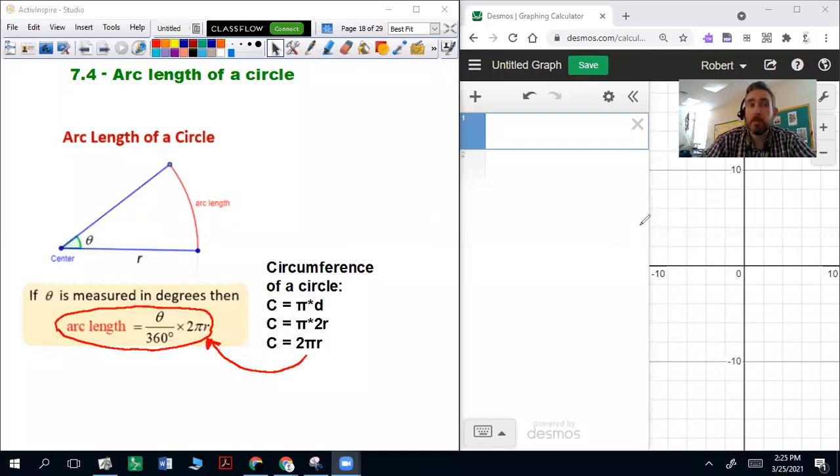This lesson is going to be very similar to the 7.3 area of a sector formula. Only difference is we're dealing with arc length. Arc length, let me back up. An arc is what we call a portion of the circle. So this piece right here, you cut a circle, like the crust of a pizza or whatever, that's an arc.